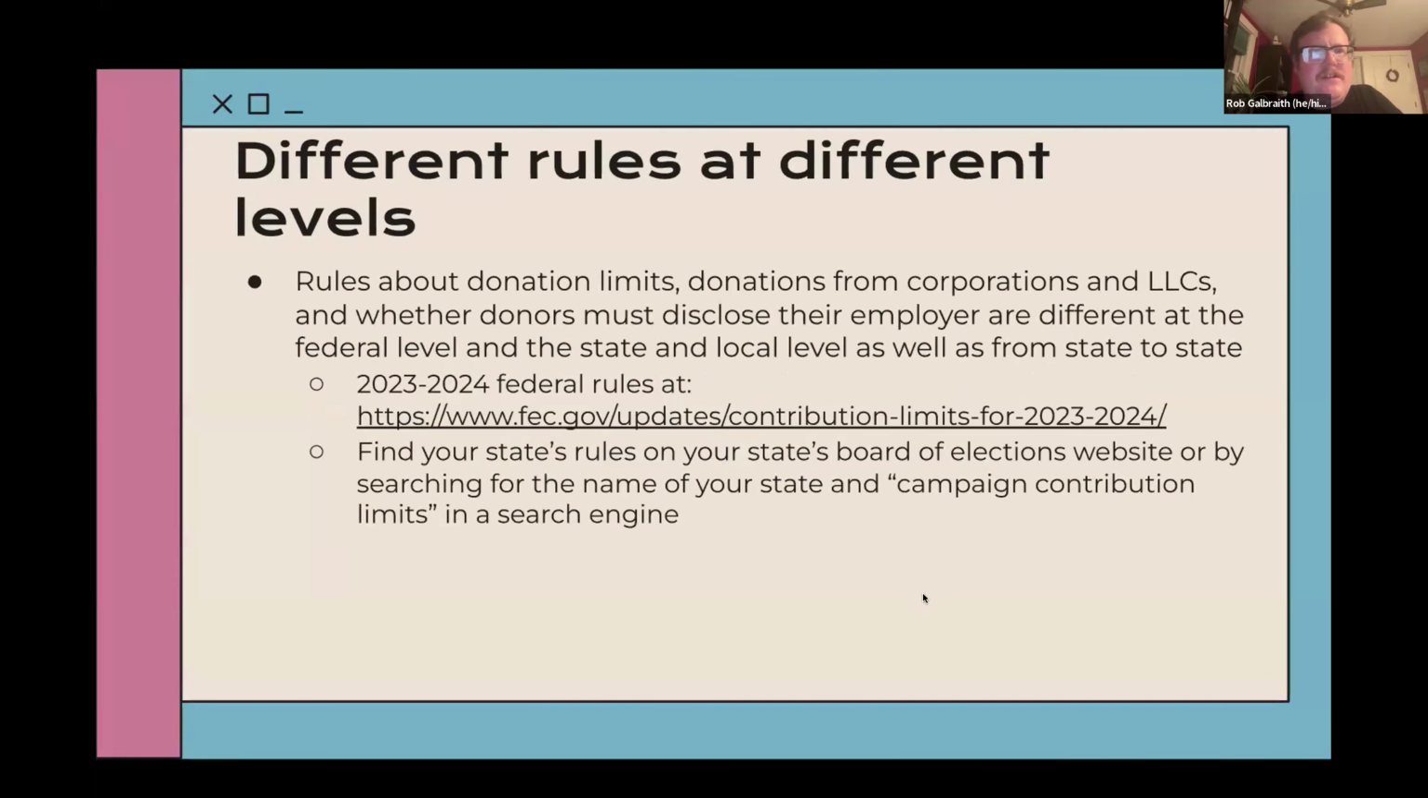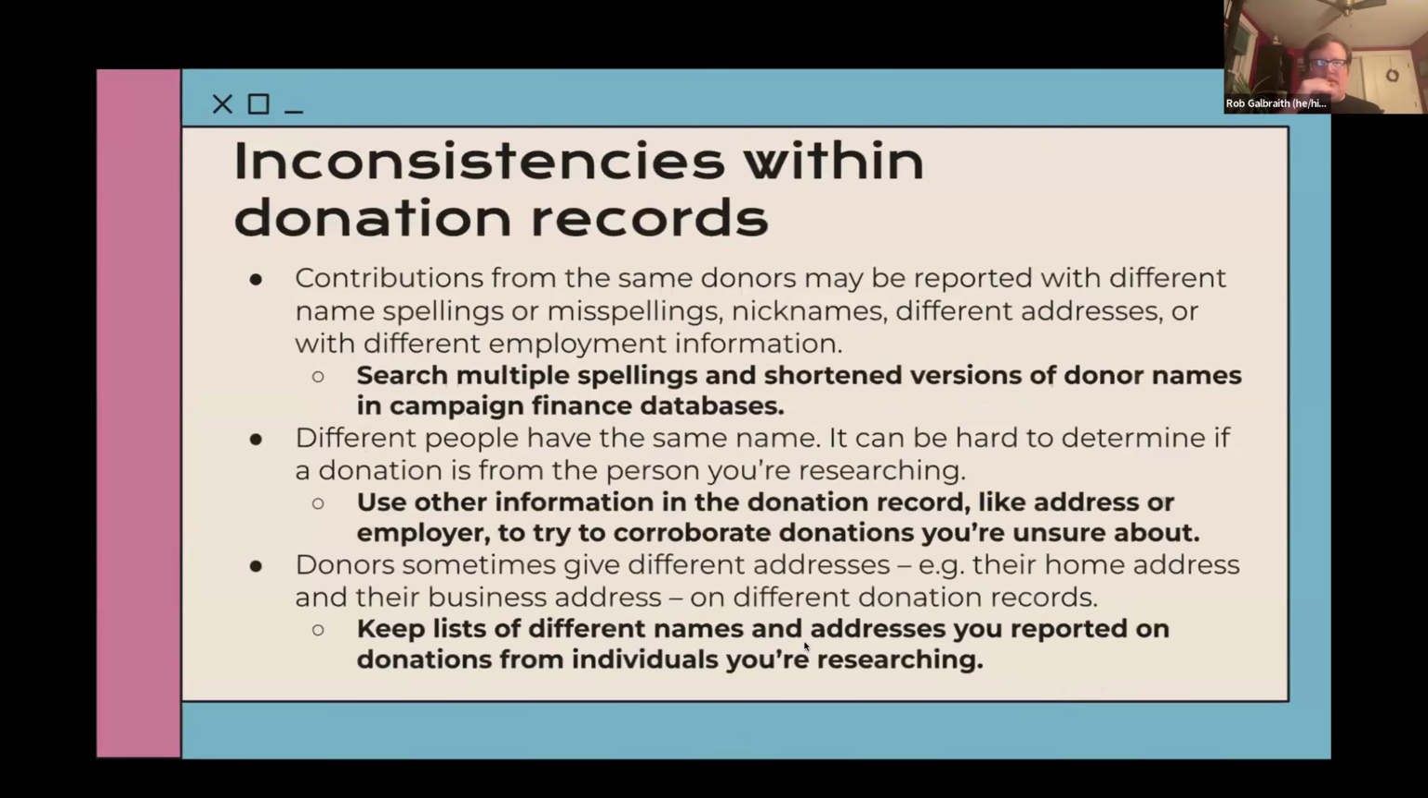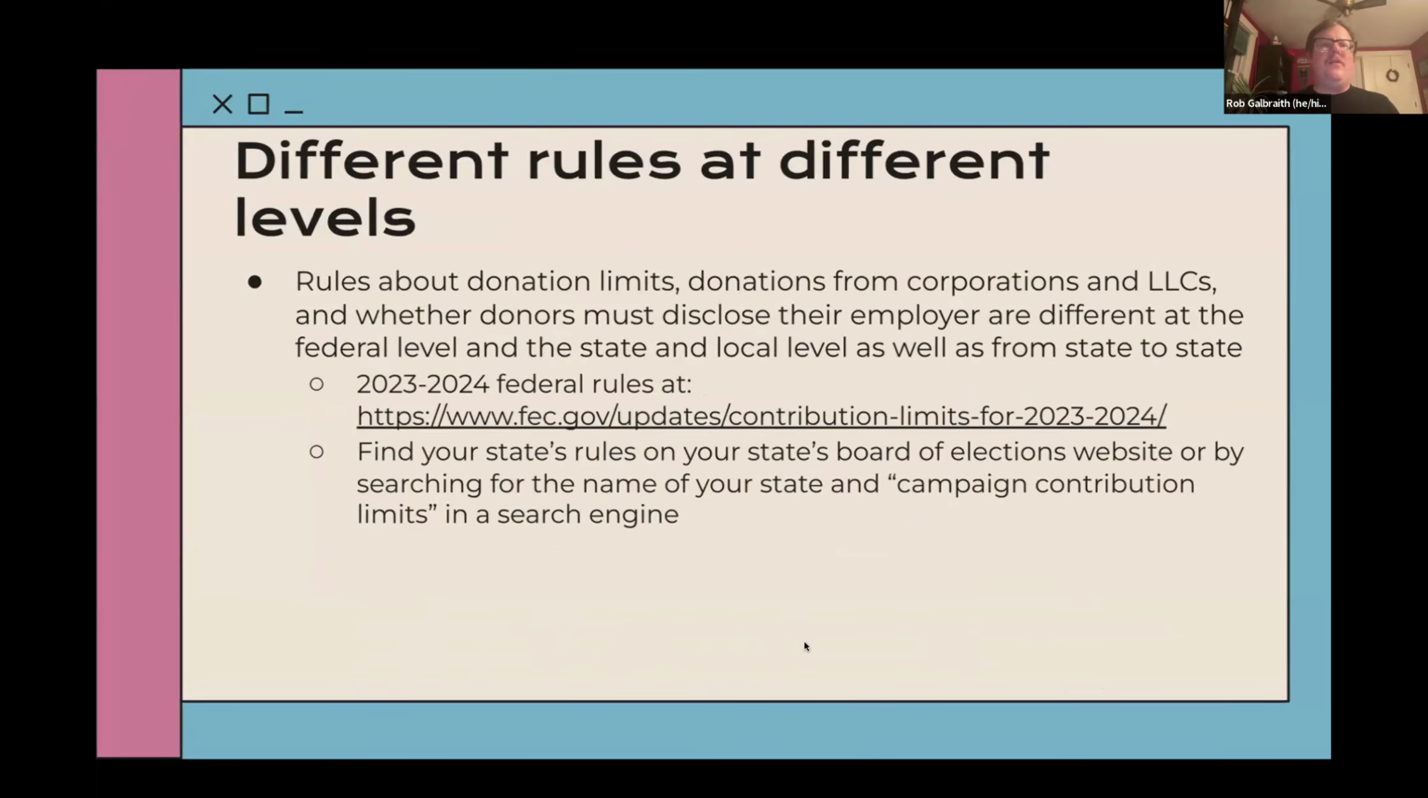So first of all, there's different rules at different levels of government. Oh, go back. Thanks. There's different limits on how much individual contributors can give, both to PACs, but also to party committees and candidate committees. There's different rules about whether corporations and LLCs can give. It's prohibited at the federal level; in several states, it is allowed. There can also be different rules about whether donors have to disclose their employer and what their occupation is.